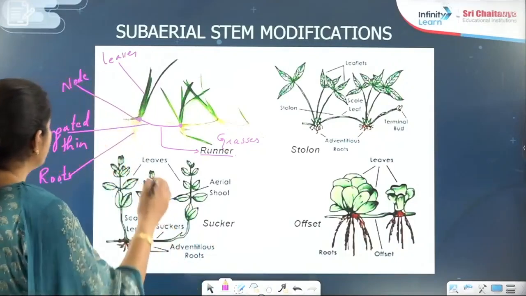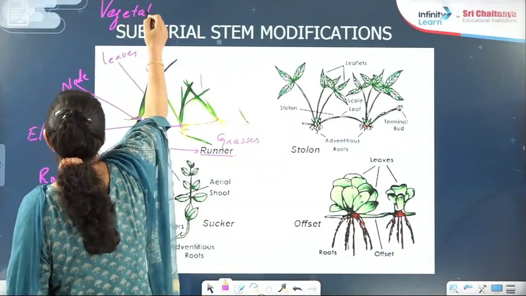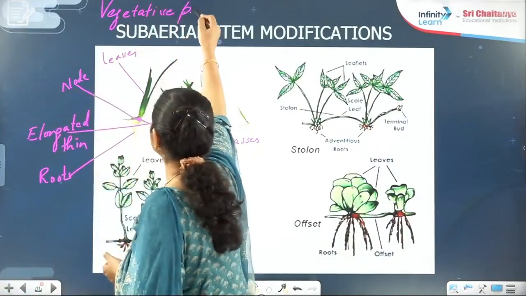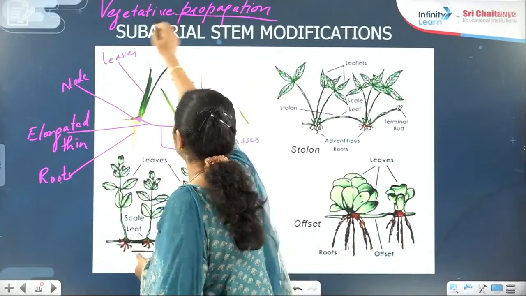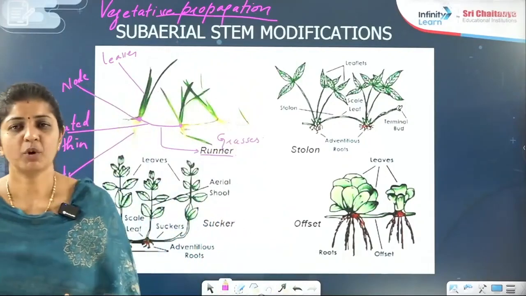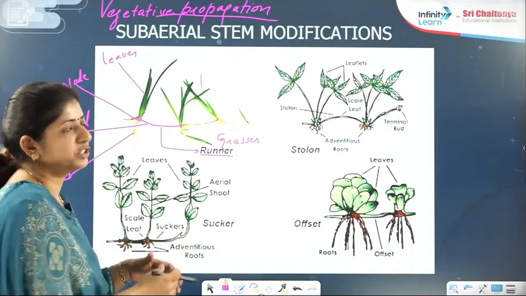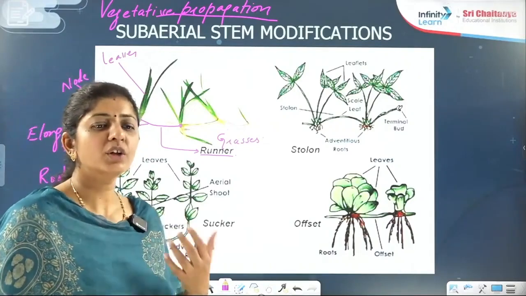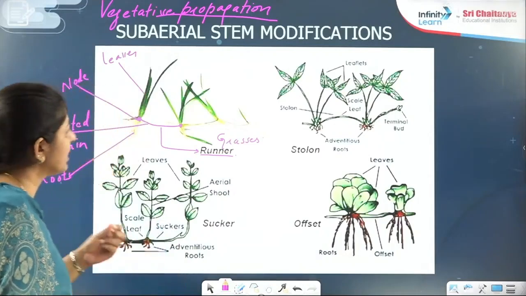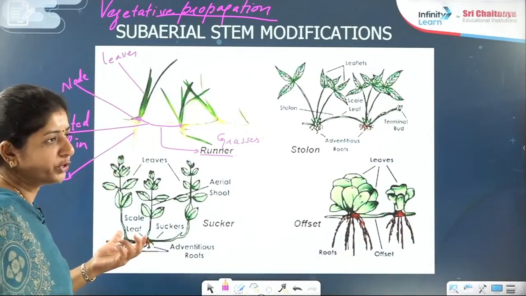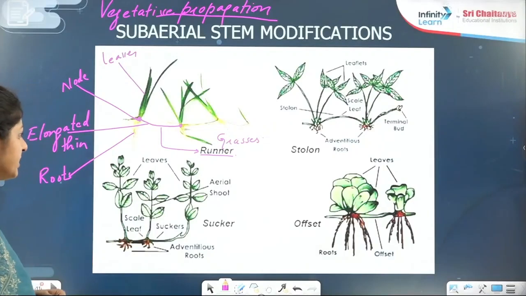So can I say the subaerial modifications are more for vegetative propagation, right? More for vegetative propagation, right? Just now I am telling you about the effects of that structure. I will come back to all the topics once again with their examples as well. Right now I am clarifying the terms for you, what are the runners, what are the stolons, right? All the points we are discussing.